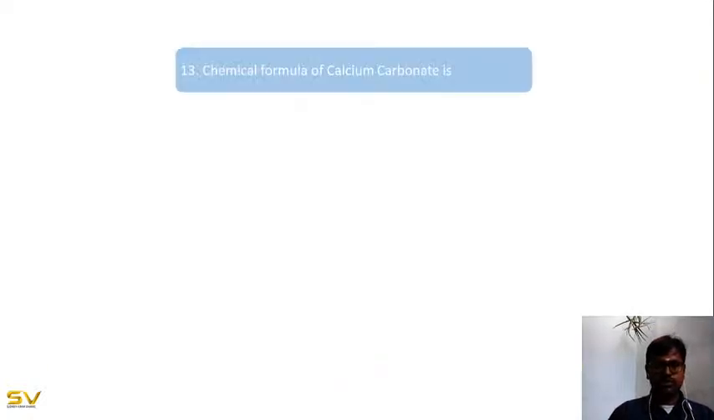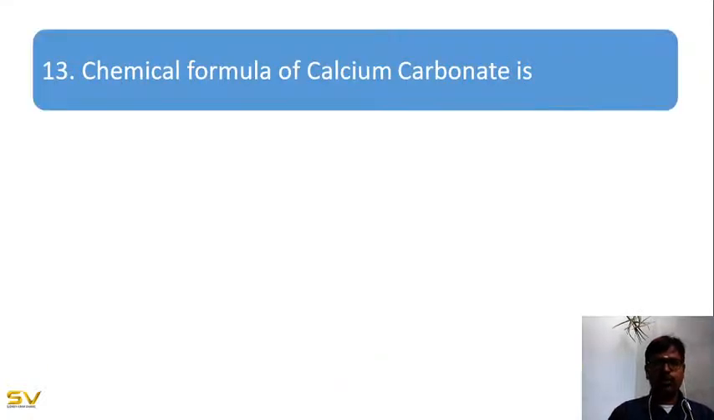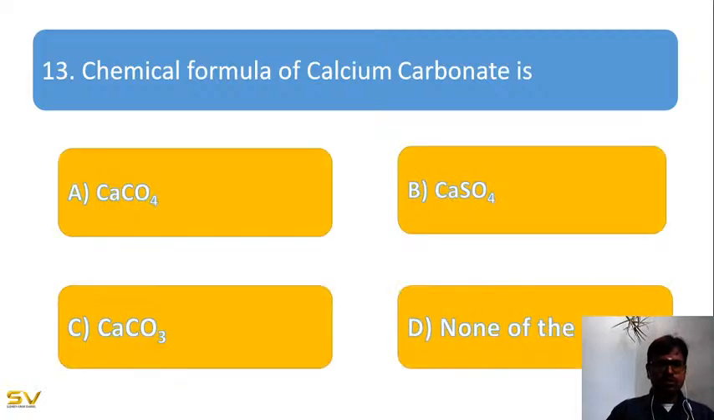Now coming to the next question. Chemical formula for calcium carbonate. Calcium carbonate is also called marble. So what is its formula? CaCO4, CaSO4, CaCO3, none of the above.